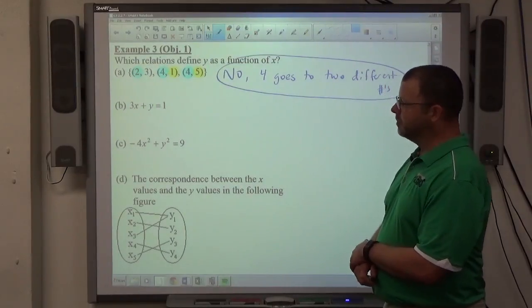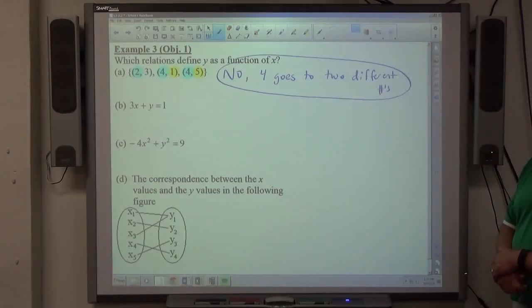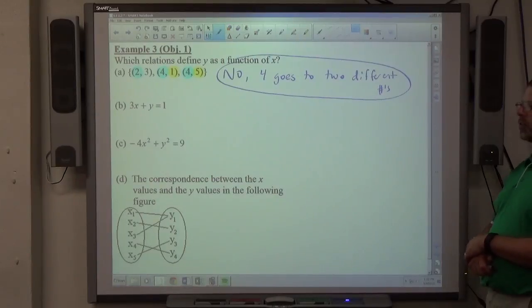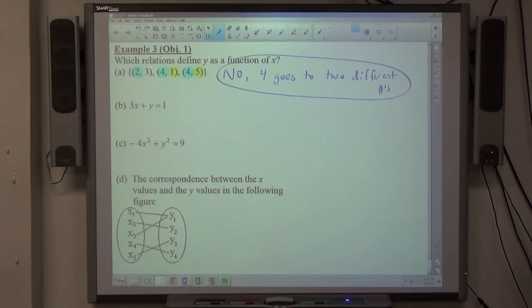For an equation, B: 3x plus y equals 1, and C: negative 4x squared plus y squared equals 9. One of those is a yes and the other one's a no. Just if we had to guess, which one do you think is a yes? B or C?